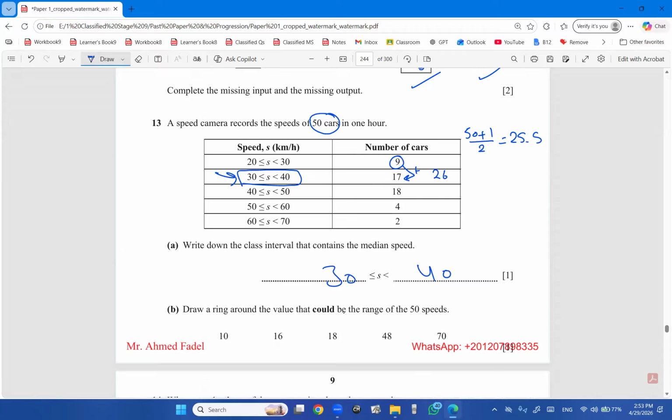Draw a ring around the value that could be the range of the 50 speeds. Well, I get the largest, which is 70, minus the smallest, which is 20, equals 50. Approximately, we are estimating the range because actually we do not know which one is the largest. The largest is somewhere between 60 and 70, and the smallest is somewhere between 20 and 30. So we say it is 70 minus 20, which is 50. It's approximately 50. You're going to find the closest is 48.